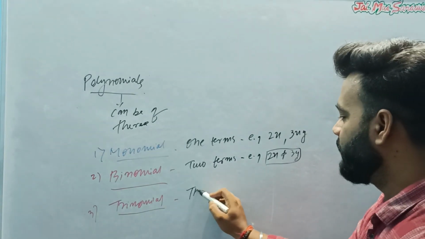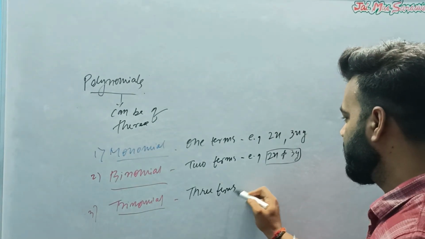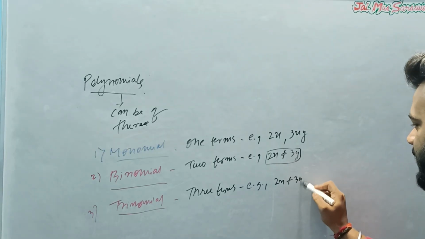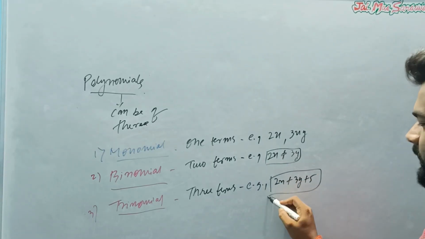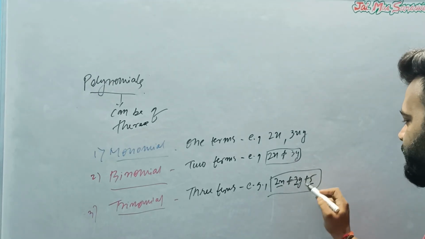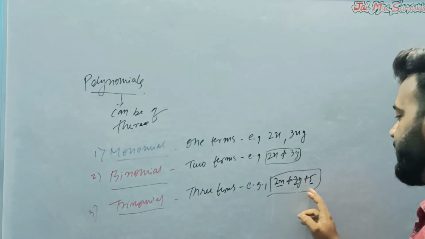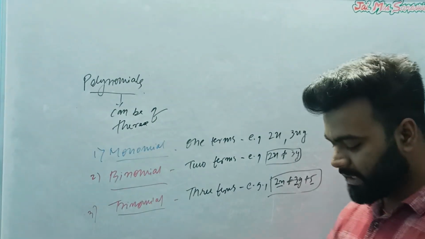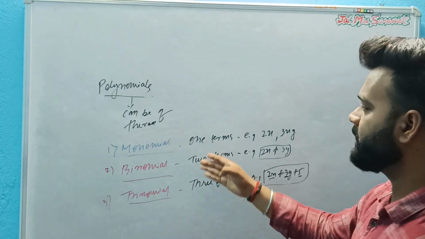And trinomial, which means three terms. Let's say an example of 2x plus 3y plus 5. See, this is entirely one term, this is another term, this is the third term, and there is a sign of plus between all these three, which is separating them and making them three different terms. So it will be considered as trinomial. So these are the types of polynomial on the basis of number of terms.